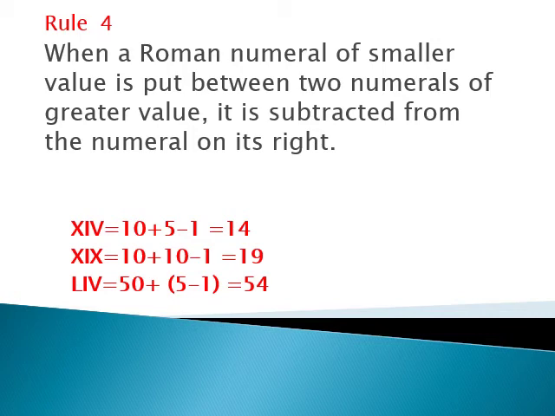Now look at the last one, LIV. L stands for 50, V stands for 5, and the Roman numeral between 50 and 5 is 1. Therefore, to get the correct answer, you put 5 minus 1 in brackets. So the answer will be 50 plus bracket 5 minus 1 close bracket is equal to 54.